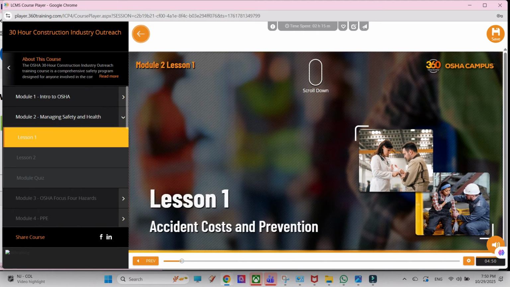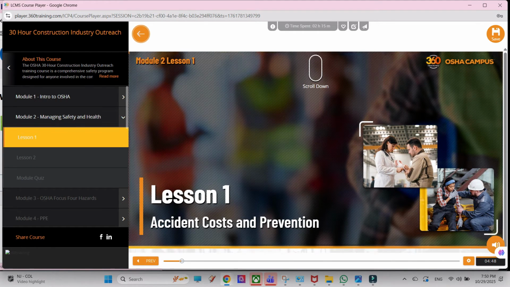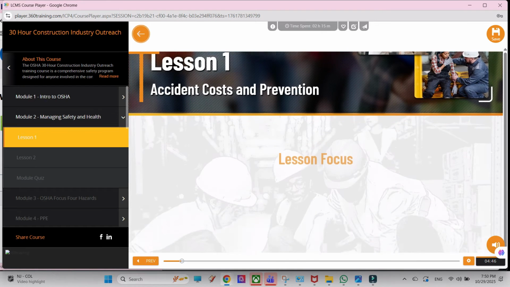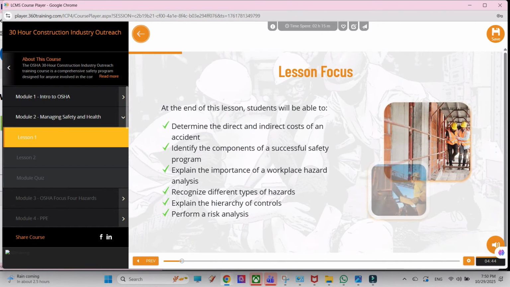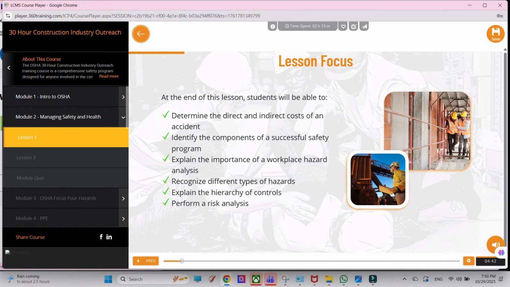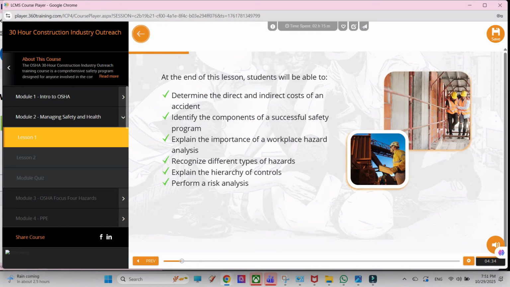Lesson 1. Accident Costs and Prevention. Lesson Focus. At the end of this lesson, students will be able to determine the direct and indirect costs of an accident, identify the components of a successful safety program, explain the importance of a workplace hazard analysis, recognize different types of hazards, explain the hierarchy of controls, perform a risk analysis.